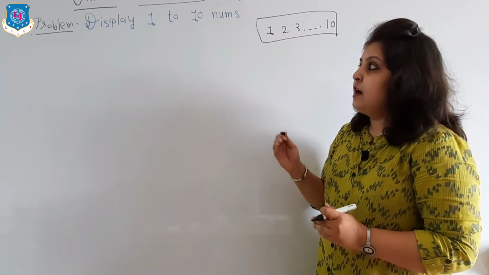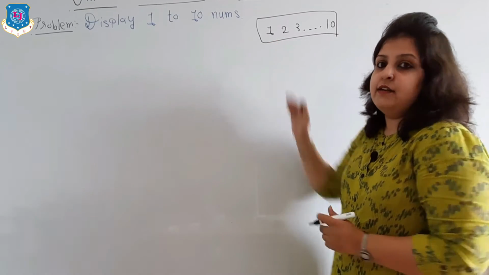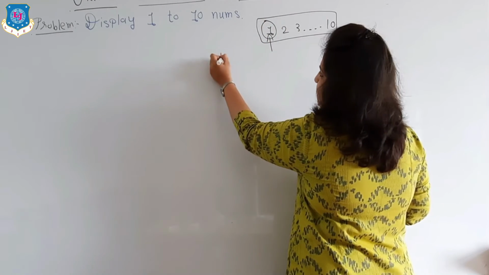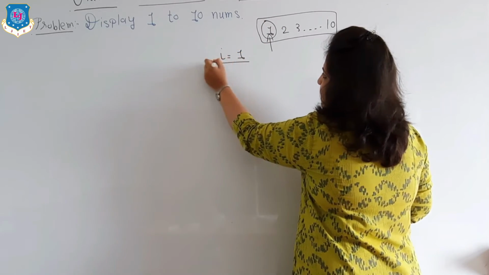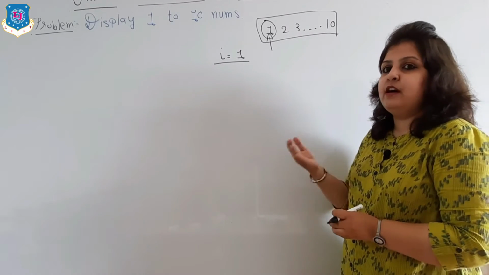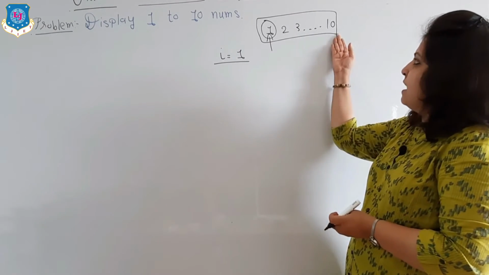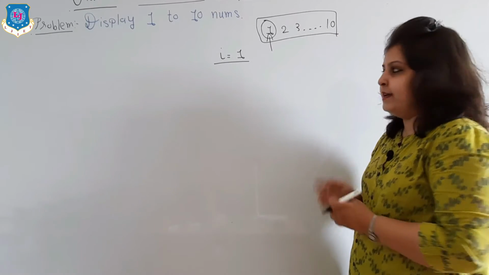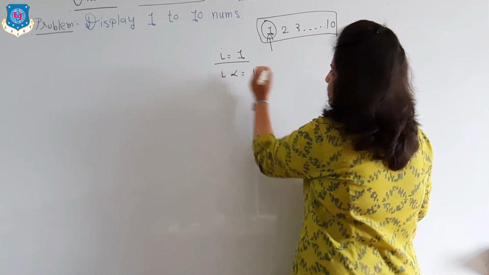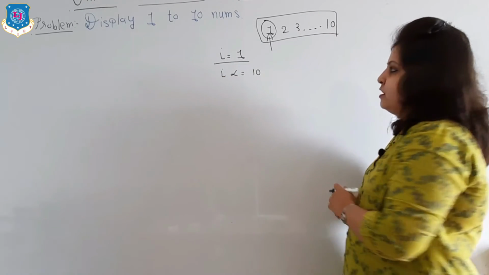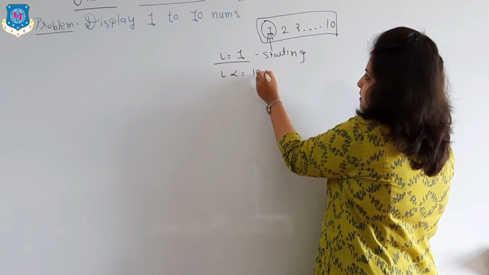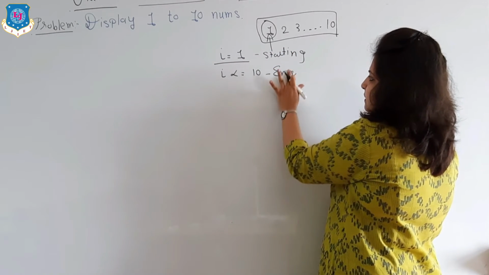First of all think from where we have to start. So we have to start from 1. So simply we have to take one variable and assign the starting value. Then after that we have to think about termination, means where we have to stop, 10. So our termination condition is like I less than or equal to 10. This is starting, this is our ending.